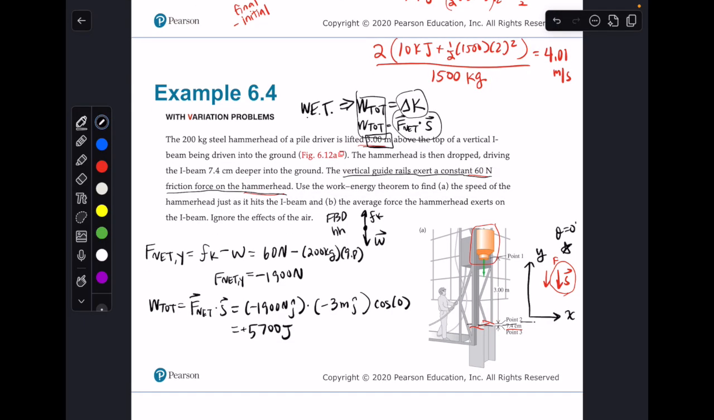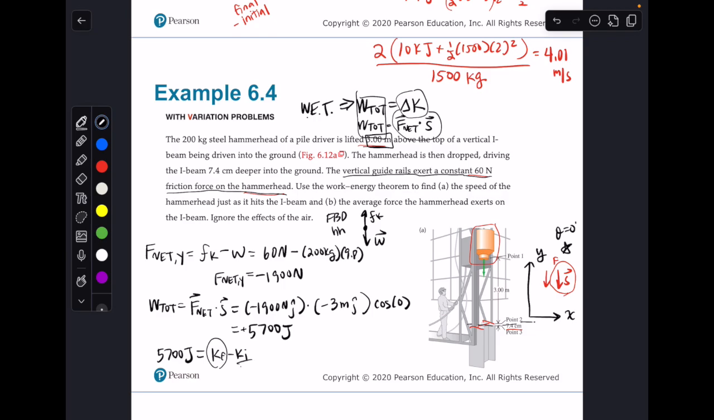So now let's apply the work energy theorem, which states that 5,700 joules should be equal to the change in kinetic energy. So that should be equal to the final kinetic energy minus the initial kinetic energy. So what do we want to know? We want to know the speed of the hammerhead just as it hits the I-beam. So we want to know the final kinetic energy, right? Its final position, just before it hits the I-beam, just before it gets stopped.